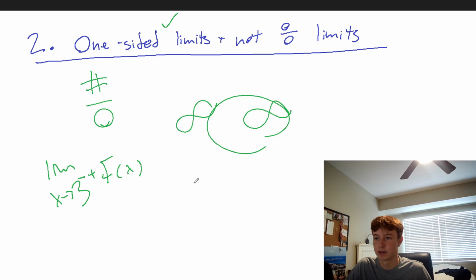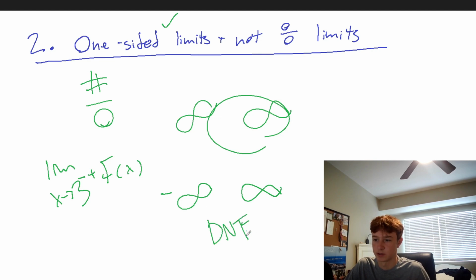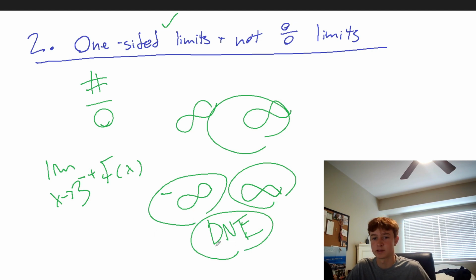Let's say, for a different example, if from the left it approaches negative infinity and from the right it approaches positive infinity, then your answer would be does not exist. So your 3 possible answers are negative infinity, positive infinity, or does not exist.